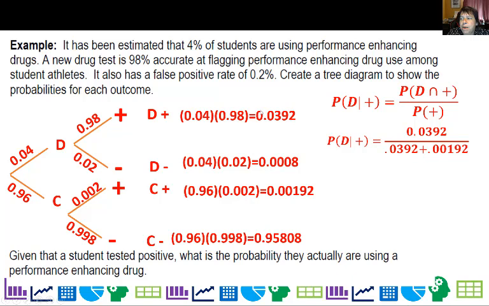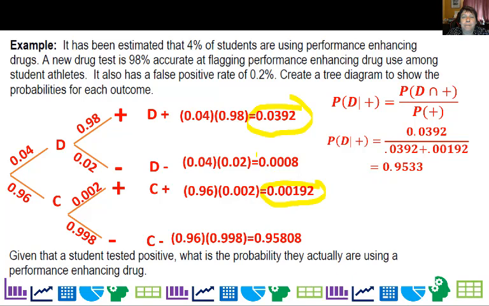So the drugs and positive, that's 0.0392. Only 2 of these outcomes have a positive result, so I add both of them up. The 0.0392 right here, that's drugs and positive, and then the 0.00192. So it doesn't look like it's going to change it very much, and in reality, it's almost 98%, but it's not actually. It is a little different.